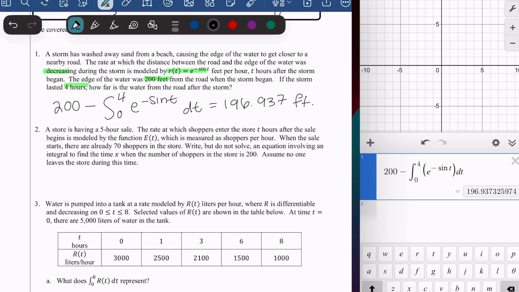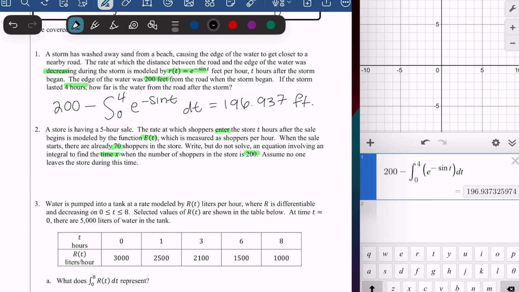Okay, number 2 says a store is having a 5-hour sale. The rate at which the shoppers enter the store t hours after the sale begins is modeled by the function E of t. When the sale starts, there's already 70 shoppers in the store. Write and do not solve an equation involving the integral to find time x when the number of shoppers in the store is 200. Assume no one leaves the store during this time. Okay, so they give us the information to set up the integral equation. We're not able to solve. We have too many unknown variables.